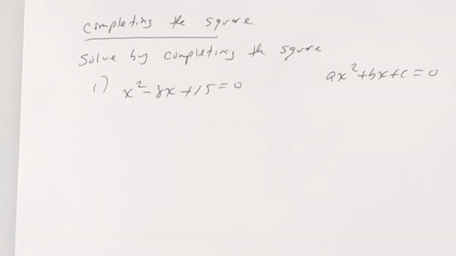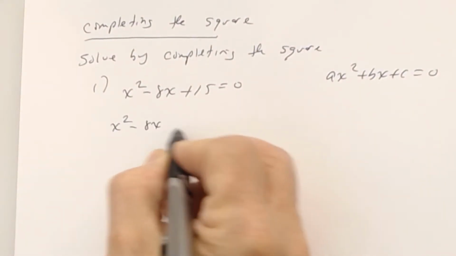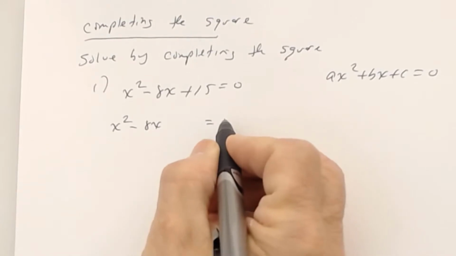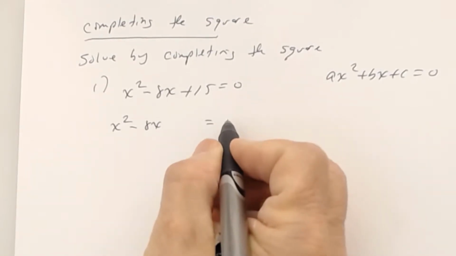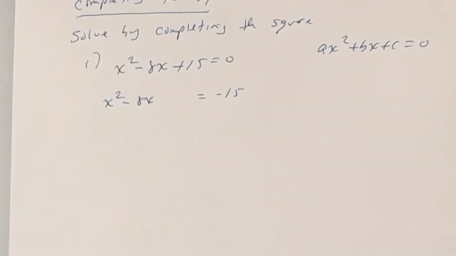All right, step 2. You're going to put all the variables on one side, the constants on the other, and leave some space. In other words, it's going to look like this: x squared minus 8x, leave some space here, equals, and if I bring the constant over, it becomes negative 15. It's very easy to mess that up, so make sure you're careful with your signs.